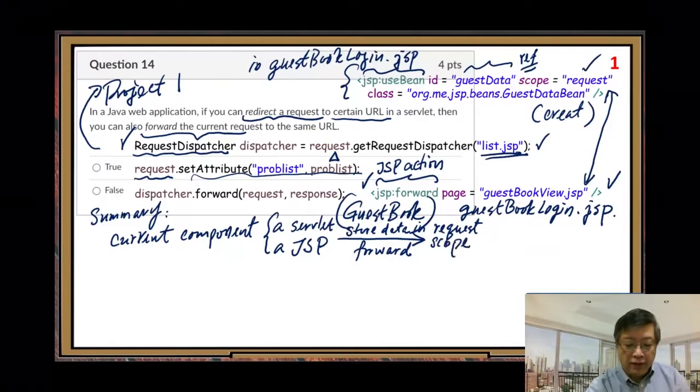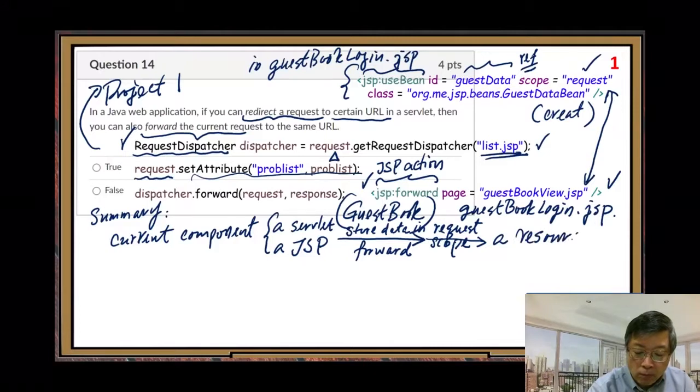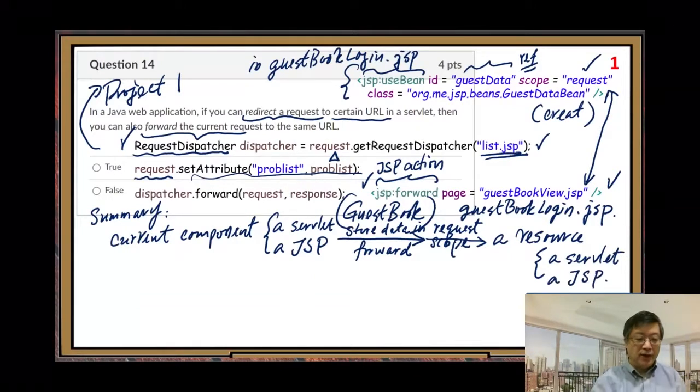Then forwarding. Where to forward? There are two cases. I use a general terminology, a resource. Some resource we want to do the forwarding to, and this resource has two cases: one could be a servlet, another could be a JSP. So that is the general situation description.